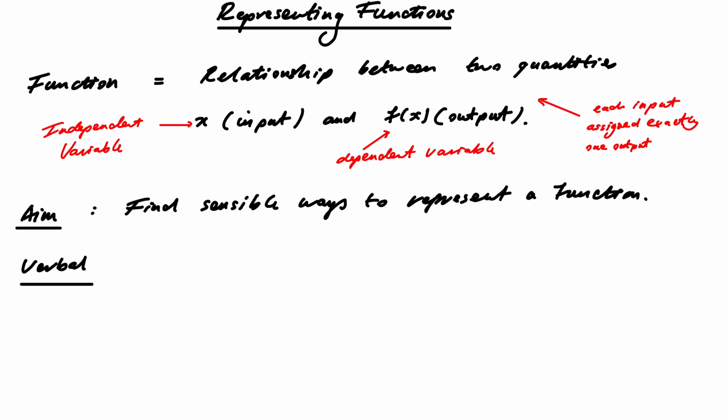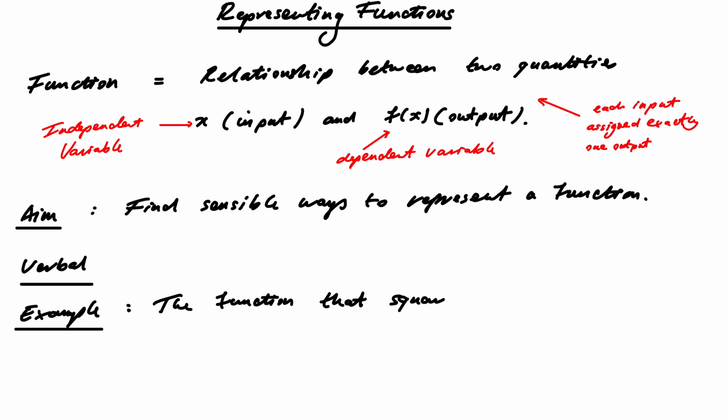So I'm going to give us 4 different ways that we can sensibly-ish talk about functions. So verbal, here's an example. I could just say the function that squares a number. Now that is a function because it's a rule. Given a number, or given an input, a number gives me an output, namely the square of it.